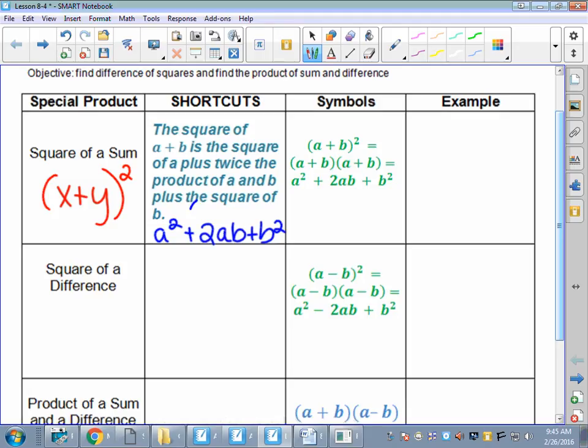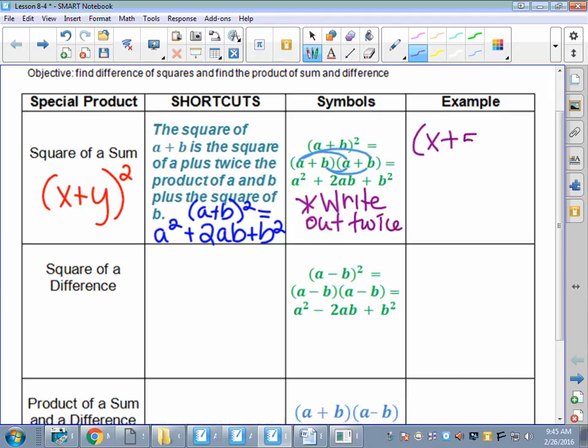It's a shortcut if you start off with a plus b quantity squared. Notice that's what I've got. And it shows you, if you draw your distributive property lines, here's the one rule. I would write this part down. You must write out twice. So if we've got a problem like x plus 5 quantity squared, the first thing I'm going to tell you before you even get going is to do x plus 5 and x plus 5.